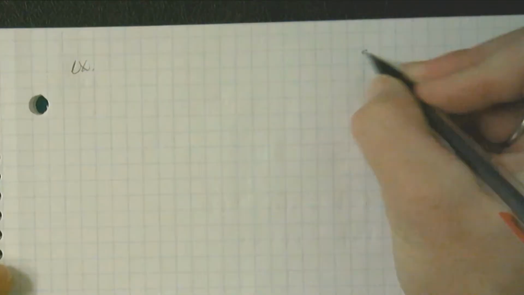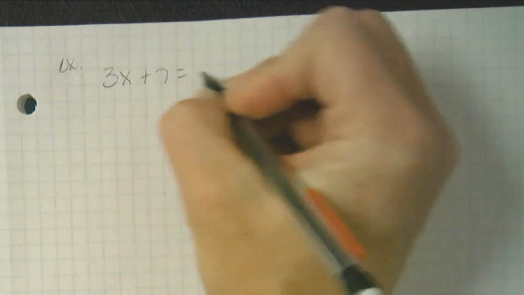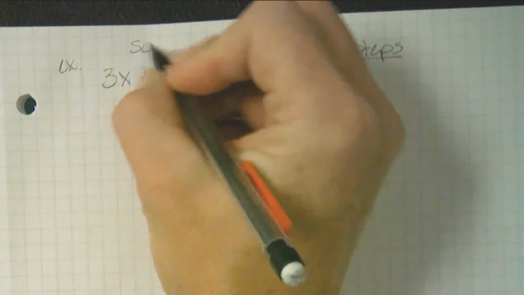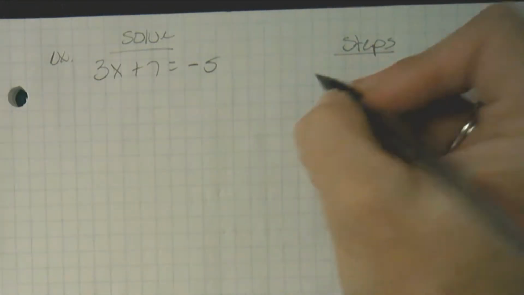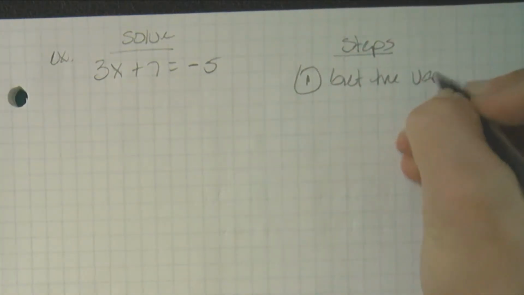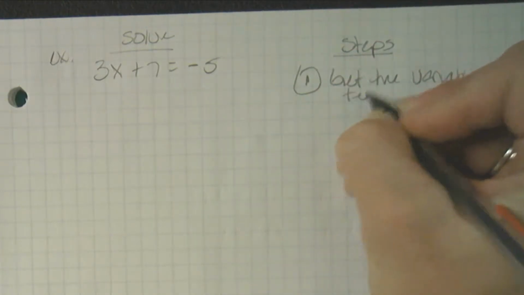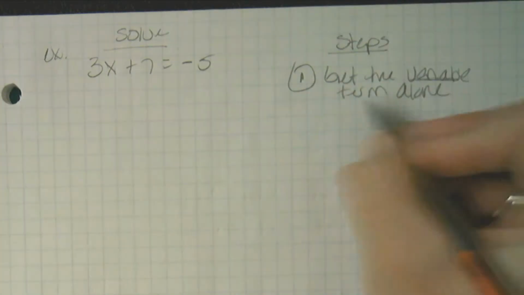I'm going to do my example to the left, and some steps to the right. I like to do that, as you guys know, on the first one, so you guys have some explanation there. So if I have 3x plus 7 is equal to negative 5, and I want to solve. All right, my first step is get the variable term alone, not just the variable term.